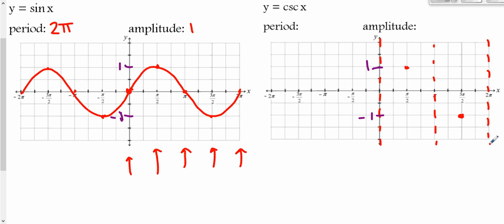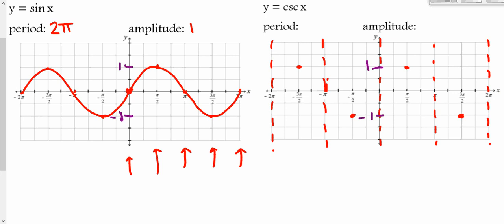So what you're going to see here is a pattern that alternates vertical asymptotes with points at a height of 1 and points at a height of negative 1. So if we go to the other side, we're going to have a point at a height of negative 1, a vertical asymptote, a point at a height of positive 1, a vertical asymptote, and so on. Here we're just stopping at 2 pi and negative 2 pi, but in theory it would just continue on infinitely far in both directions. Now let's look at what's happening in between.